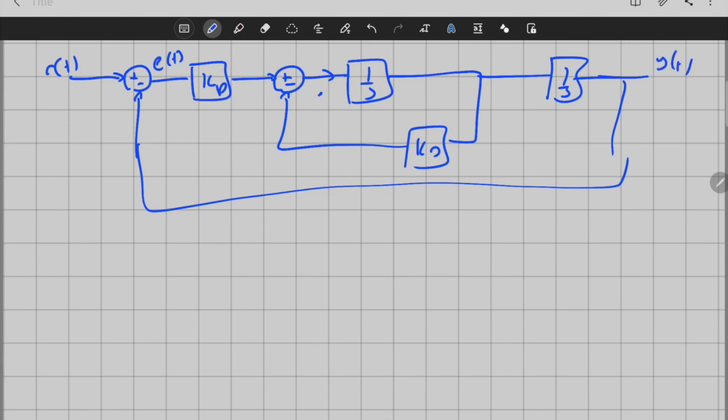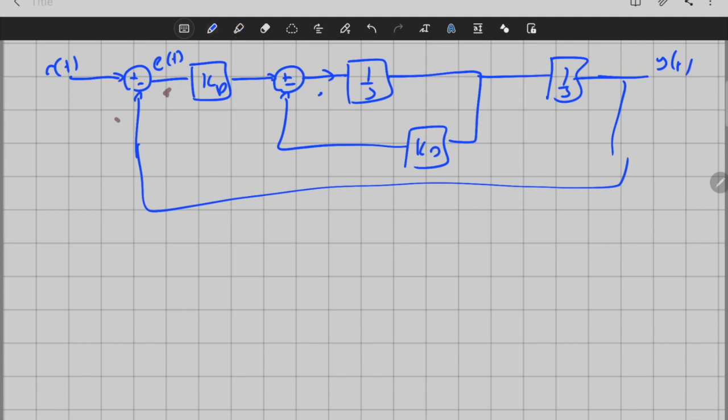Okay, that's great. So what is the question? First of all, the question asks the type of the system. Just define the type of the system. So in order to compute the type of the system, we need to find the transfer function from this point to this point. It's very easy. We first need to simplify the inner loop, and we will find the outer loop.